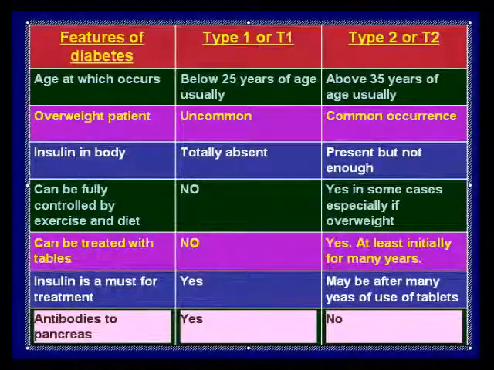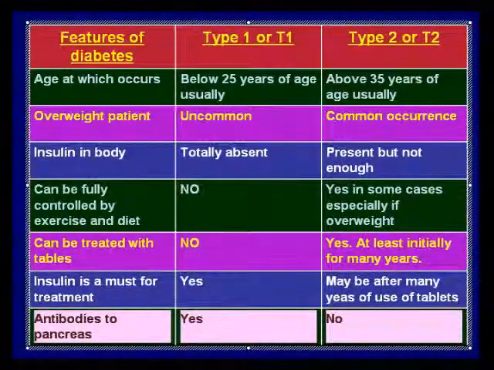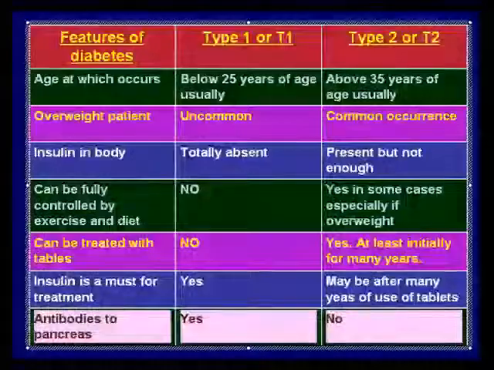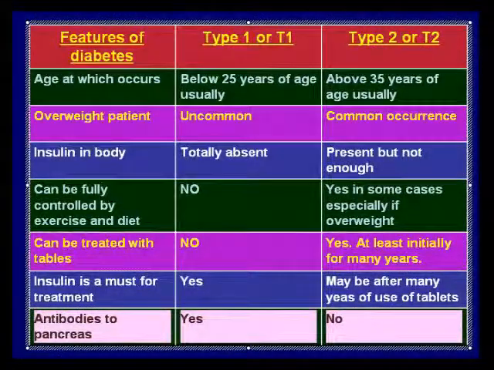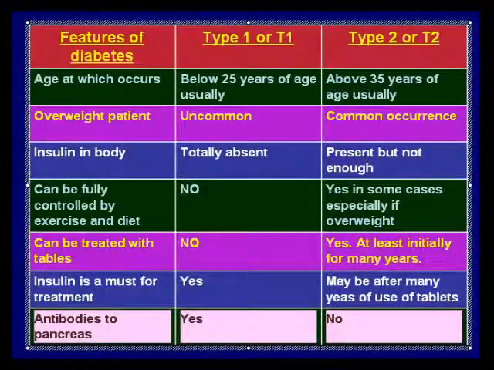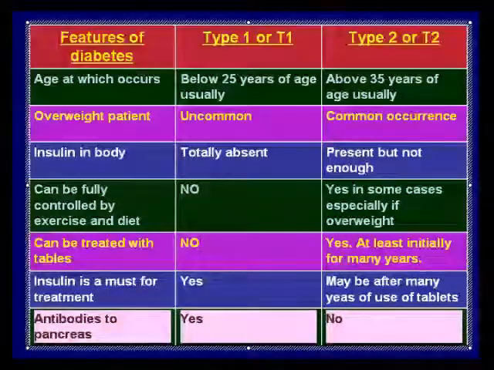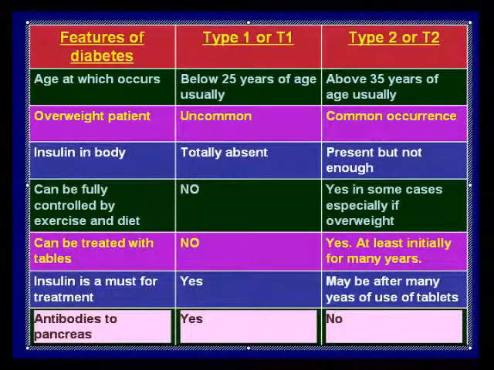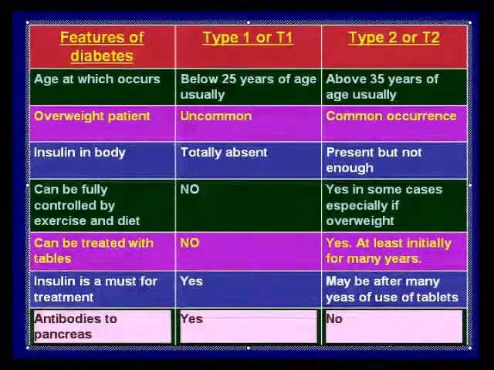One of the most important differences between type 1 and type 2 diabetes is that in type 1 diabetes, there are antibodies to pancreas, chemicals present in the body which the body has created that are harmful to the pancreas and destroy the pancreas. No such chemicals or antibodies are present in type 2 diabetes.